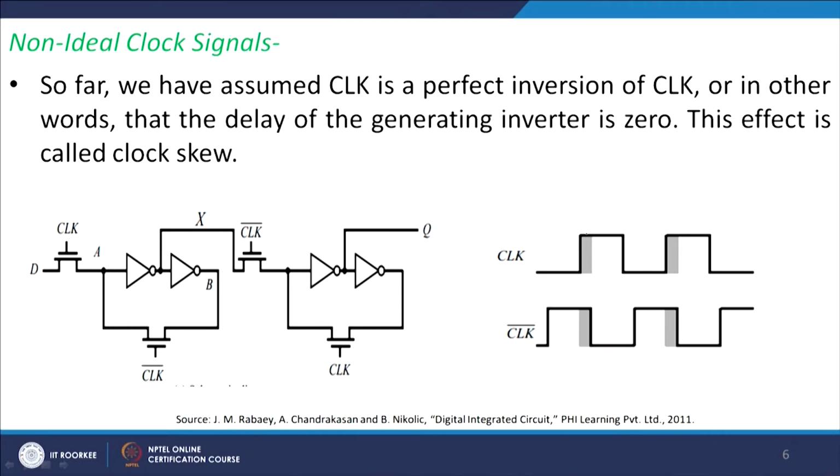Really, clock and clock bar should be opposite each other, but it might happen in certain cases that clock and clock bar overlap with each other. So this is the condition of overlap. This is known as a 1-1 overlap. Similarly, this is a 1-1 overlap which you see. This is also known as clock skew for sure, but this will basically be a 1-1 overlap which you see in front of you.